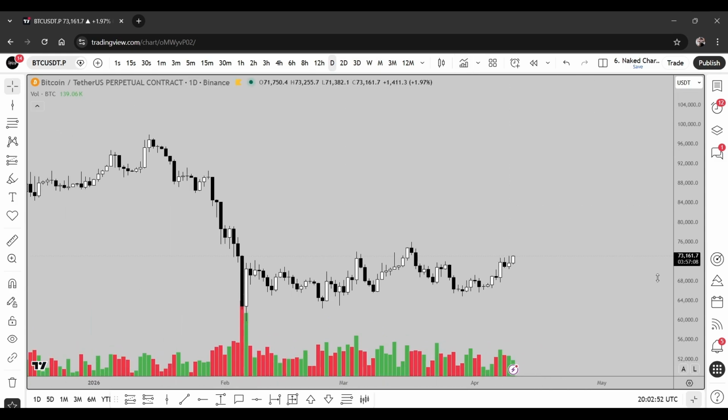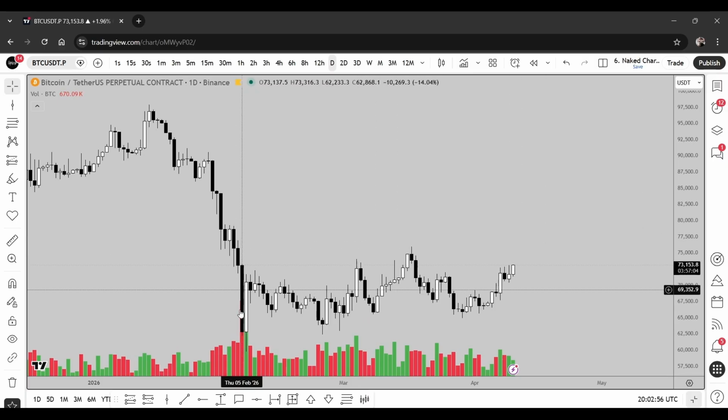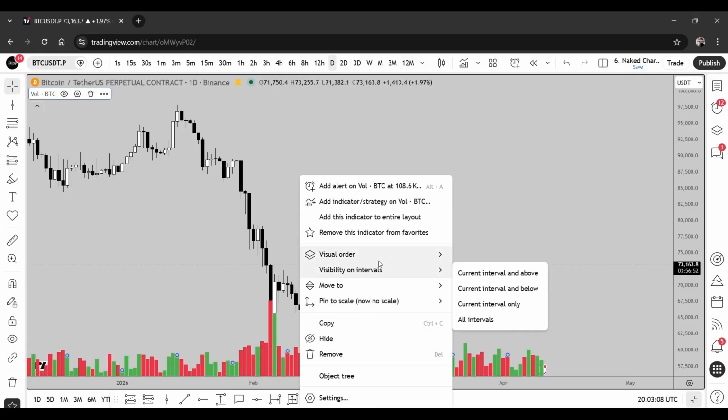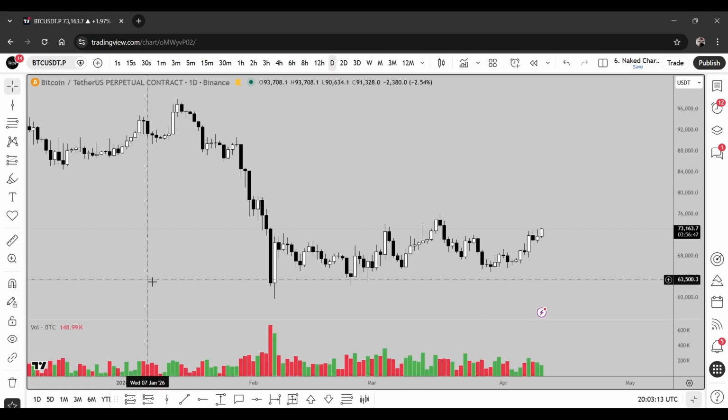Now, what you may notice straight away is that the volume bars actually overlap on top of the price, and it can be a little bit hard to see both the volume and the price together like this. So what you can do is click on the volume, right click, and then press this one, move to new pane below. And that's just going to separate the volume from the price. Just going to make your life easier.